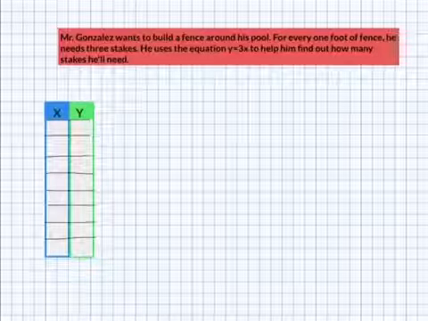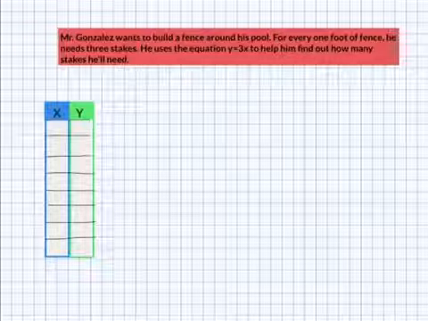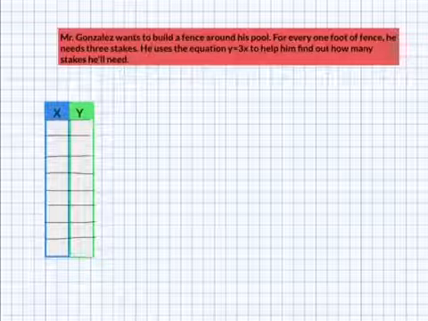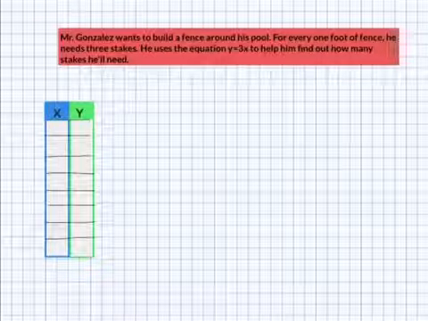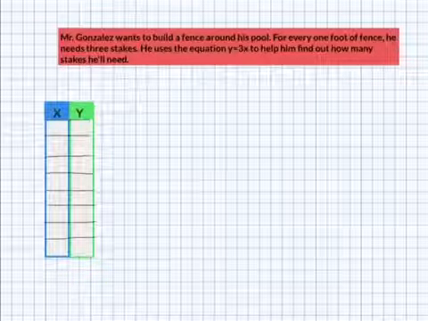In tonight's problem, Mr. Gonzalez wants to build a fence around his pool. For every 1 foot of fence, he needs 3 stakes. He uses the equation y equals 3x to help him find out how many stakes he'll need.